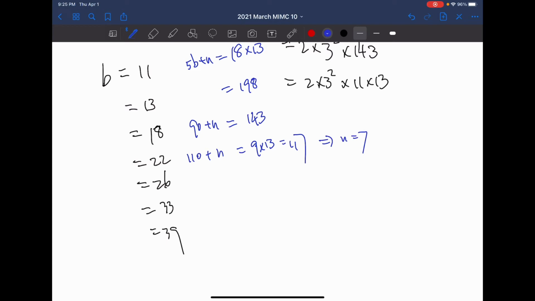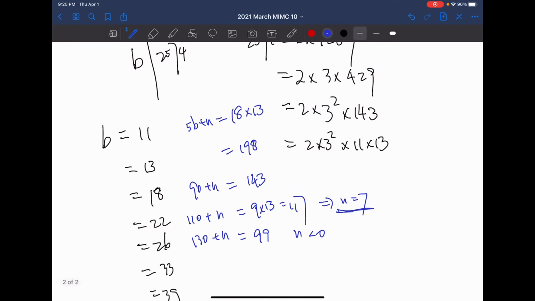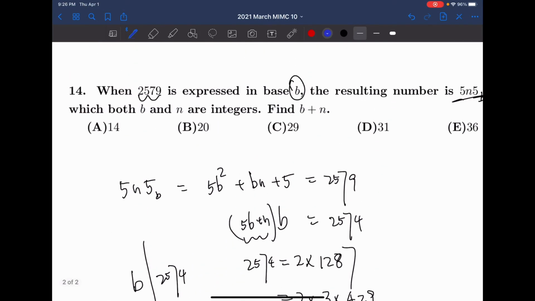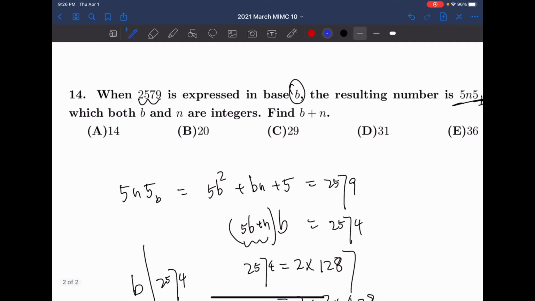If b is 26, then we can get that 26 times 5, or 130, plus n is equal to that 99, which n is a negative number, which does not exist. So n must be 7 and b must be 22. So it asks b plus n, so our answer would be C, 29.